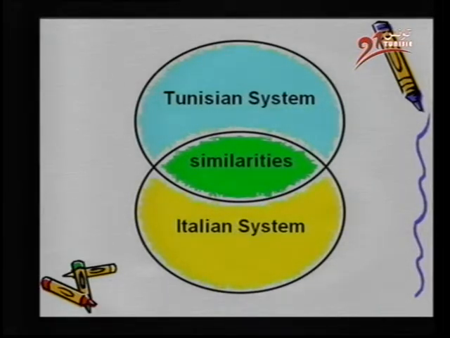There are two intertwined circles. In the middle, we are expected to mention the similarities, and you should also mention what is specific to the Tunisian system and what is specific to the Italian system. Now, let's try to go back to some details related to the two systems.